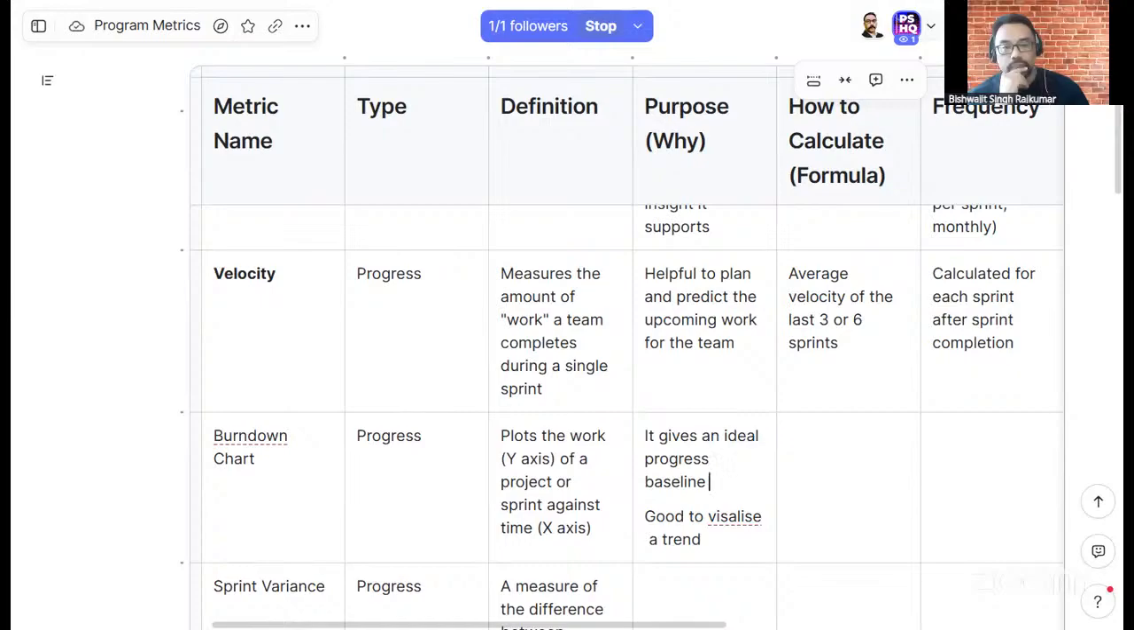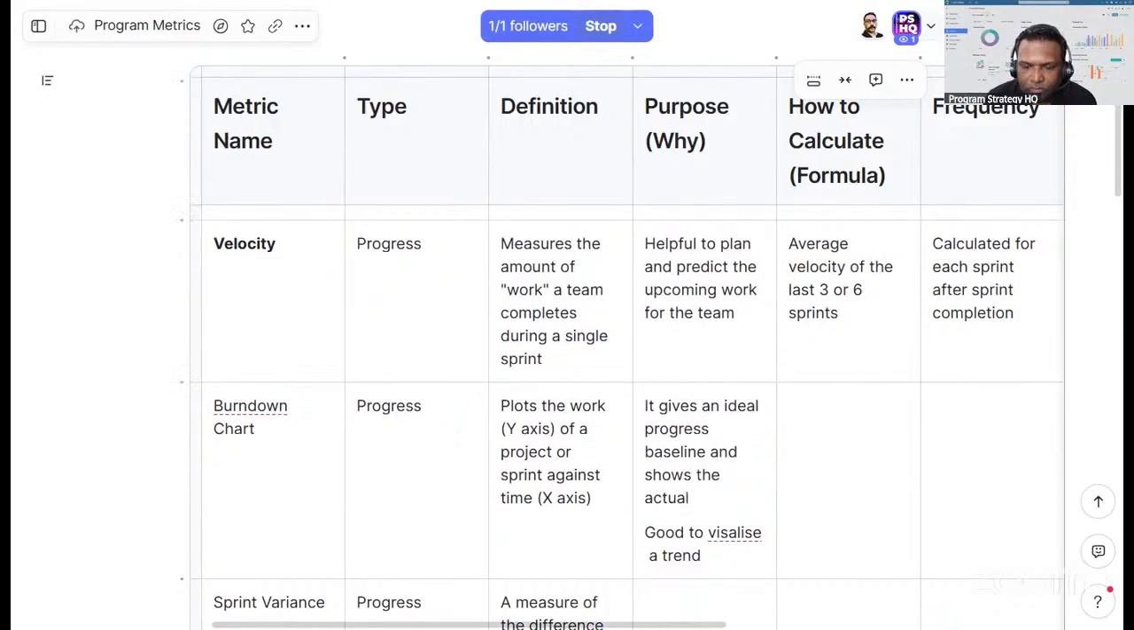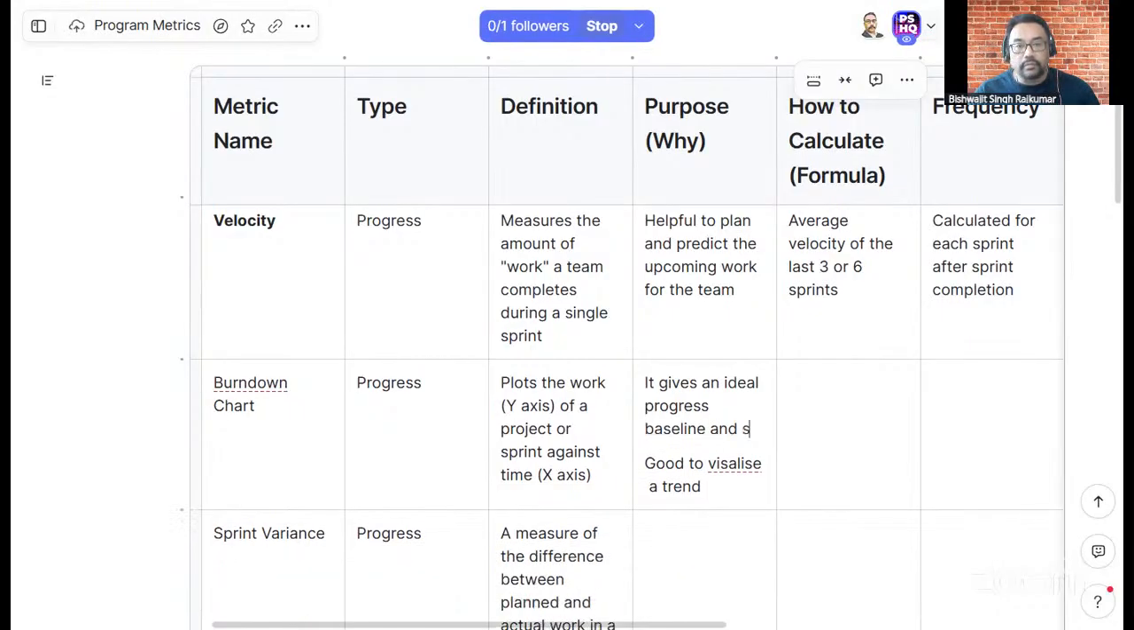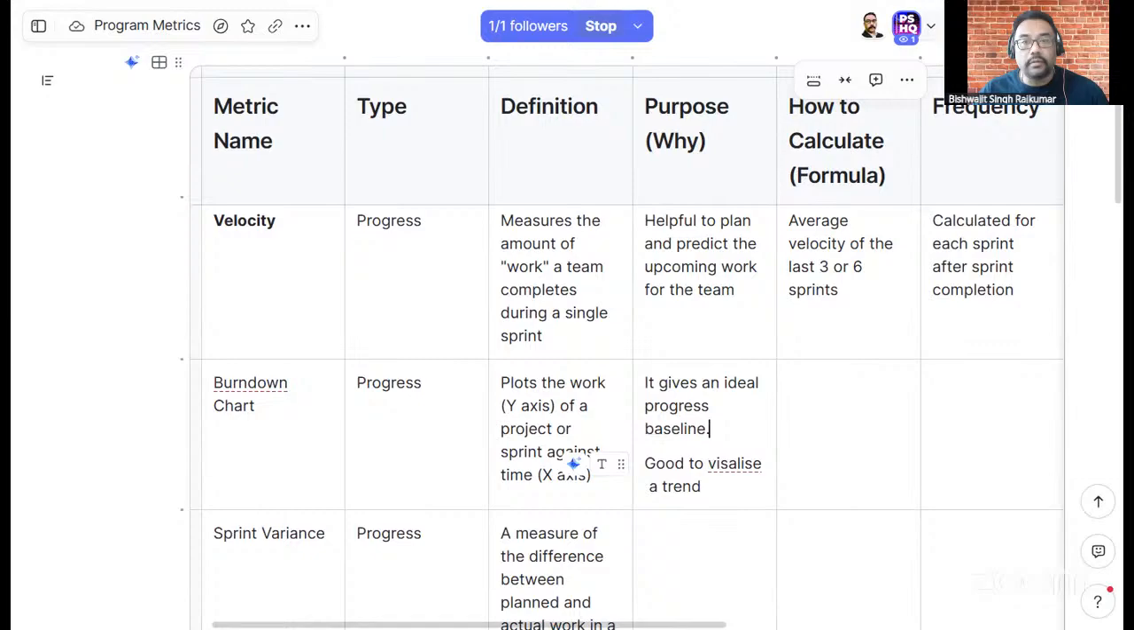It gives an ideal progress baseline and shows the actual progress against it. For now, we'll keep it like this. Is there anything else I want to change? Okay, this is one point.